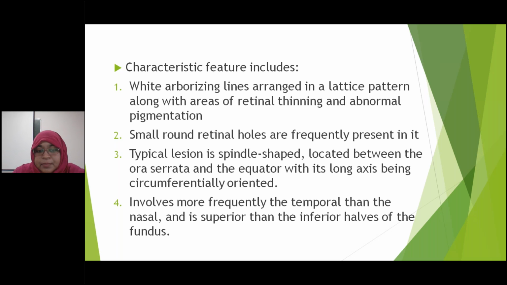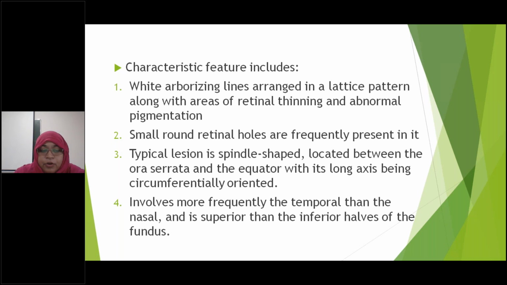So between ora serrata and equator means it is anterior to the equator. So it is a peripheral lesion. Okay, we cannot see it by doing direct ophthalmoscopy. We should do indirect ophthalmoscopy so that the peripheral retina is also visible. In indirect ophthalmoscopy we have a wide field of view. Due to this wide field of view, we can also see the peripheral retina, and indirect ophthalmoscopy helps us to rule out all other retinal degenerations, which are usually peripheral.